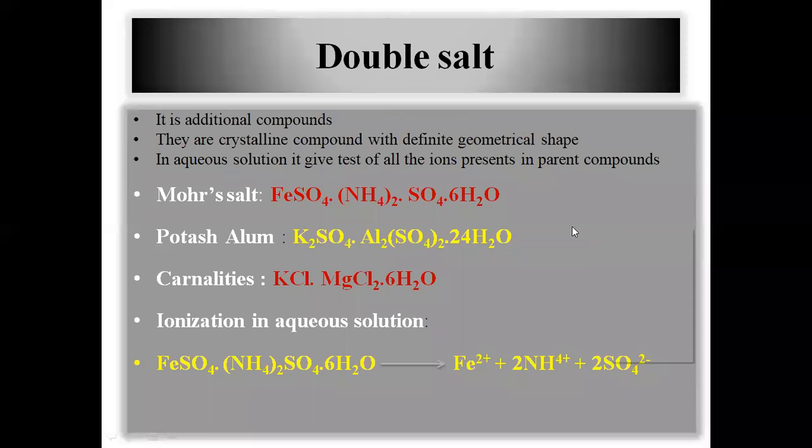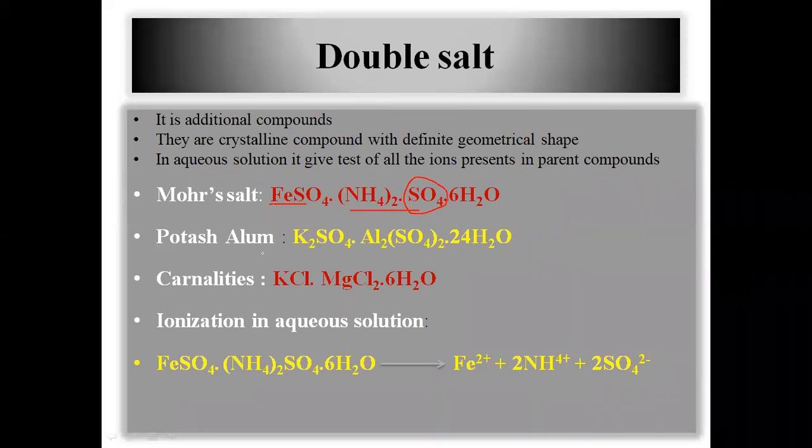In this way, if you ionize Mohr's salt in solution, you will see that three ions are formed from it. One is Fe2 positive, one is NH4 positive for the ammonium, and there are two for the SO4 negative.